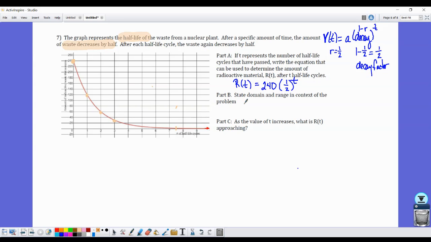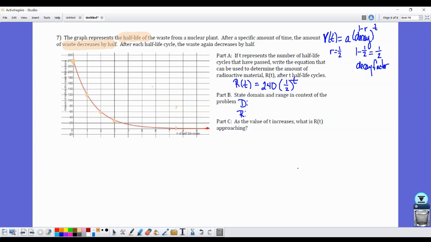Okay, so now we're asked to find the domain and the range in context of the problem. Our domain are the x values. So let's see what x is about, and our range are the y values. X talks about how many half-lives are going to occur. Well, we start at 0, and we can see at 1, it's decreased, at 2 it's decreased, and 3, and 4, and 5, and 6. And you know, it looks like it gets down to 0, but it never really does.